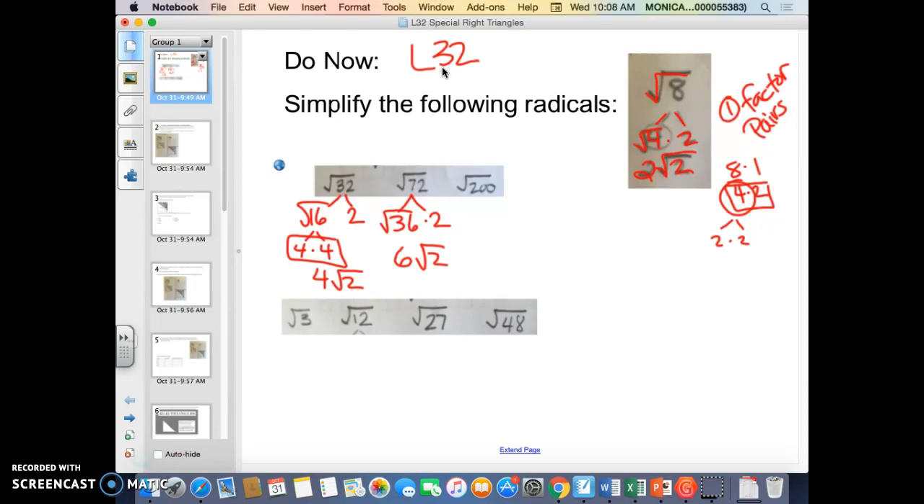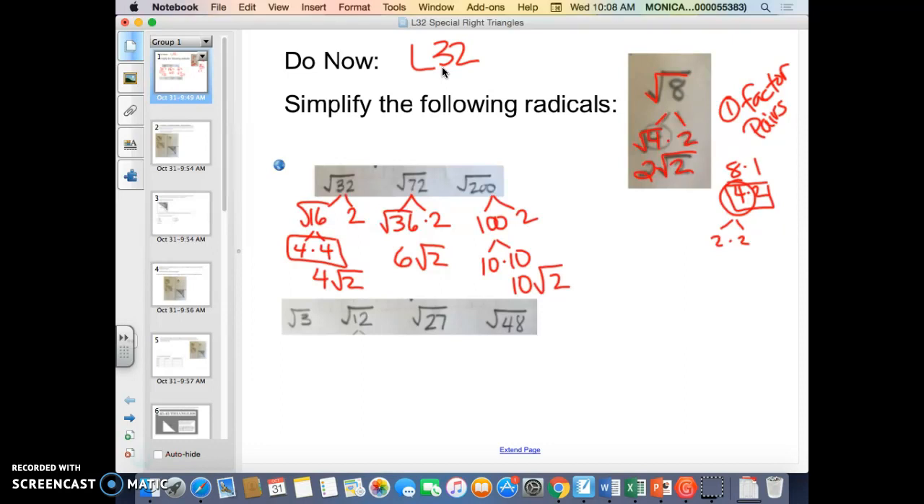And then 200, this is 100 times 2. And I know 100 is 10 times 10, so it will come out as 10, and the square root of 2 will be left behind. So I did that wrong on your paper. I don't know what I was thinking. Sorry.